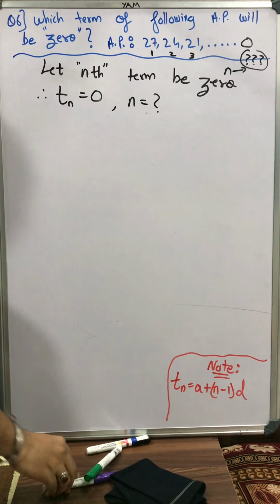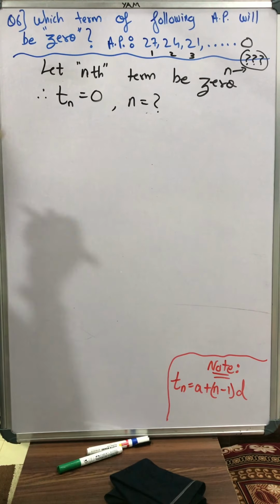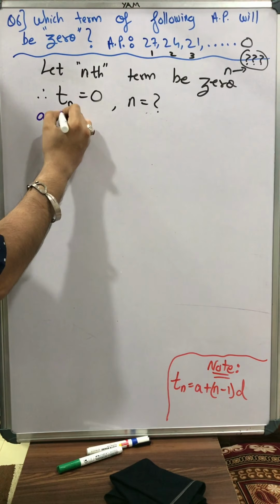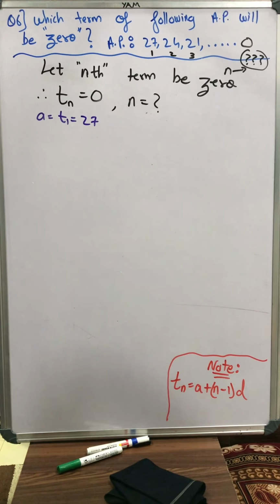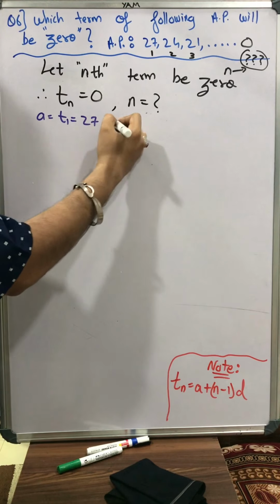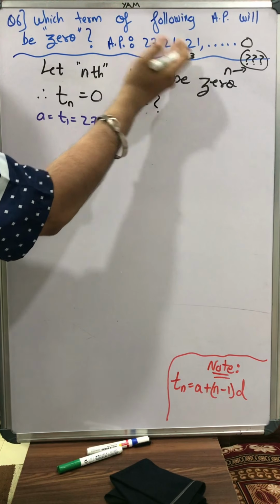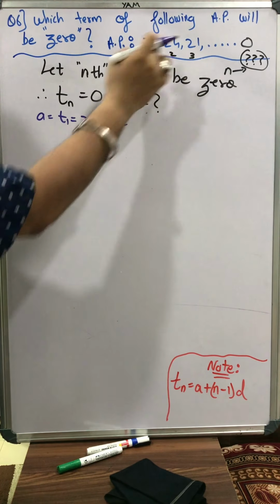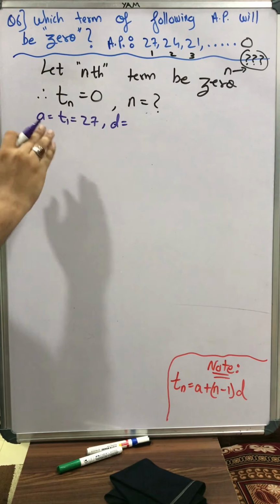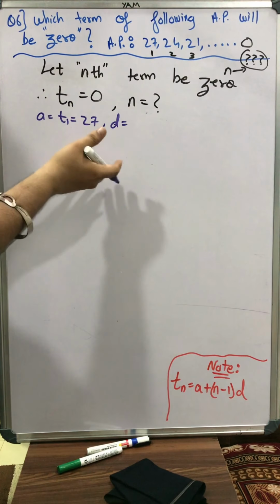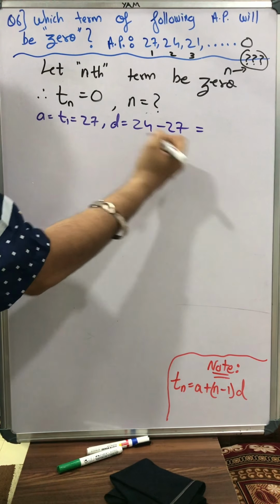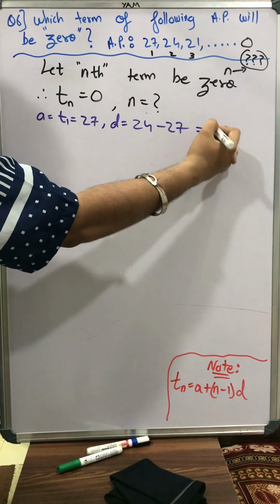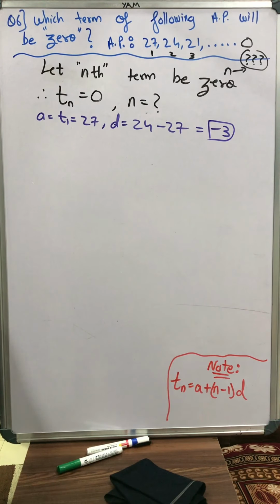Okay, before that we'll find the value of a. A, which is our first term, T1, is what, students, over here? It's 27. Great. Then we need to find D, the common difference. Succeeding minus preceding. Don't do 27 minus 24. Succeeding minus preceding. It can be negative, and this time it is negative. So it will be 24 minus 27, which will be minus 3. Okay, so now let's apply the formula.